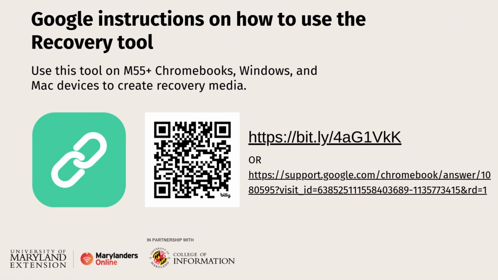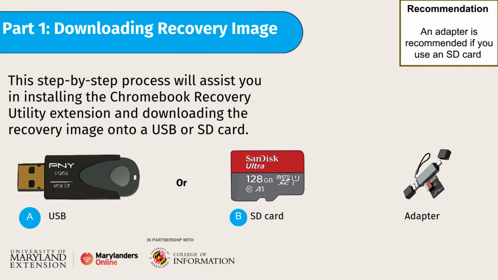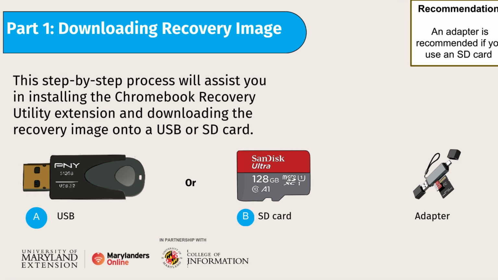Now, here are Google instructions on how to use the recovery tool. Click on the link or the QR code to use the tool on M55 Plus Chromebooks, Windows, and Mac devices to create recovery media. Now, let's begin the first part of downloading recovery image. This step-by-step process will assist you in installing the Chromebook Recovery Utility extension and downloading the recovery image onto a USB or SD card. Recommendation: an adapter is recommended if you use an SD card.